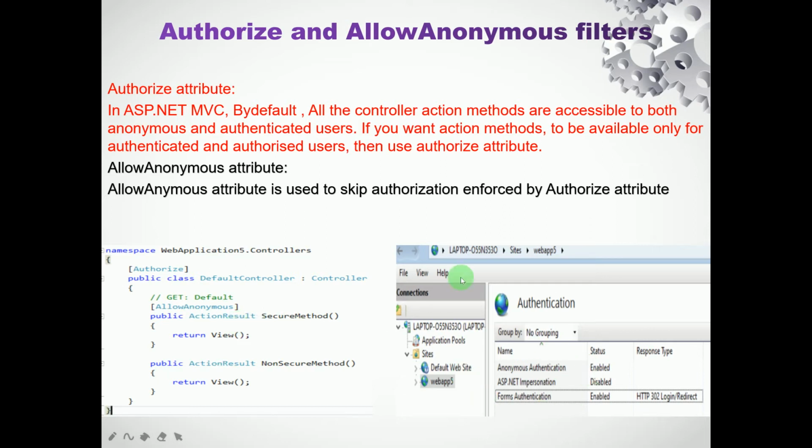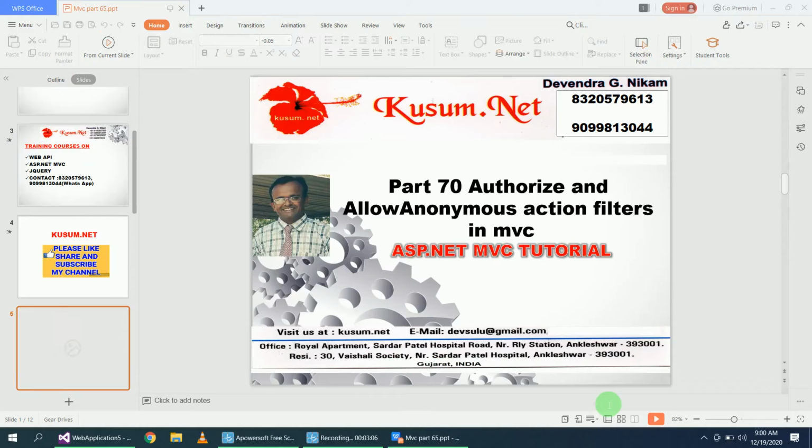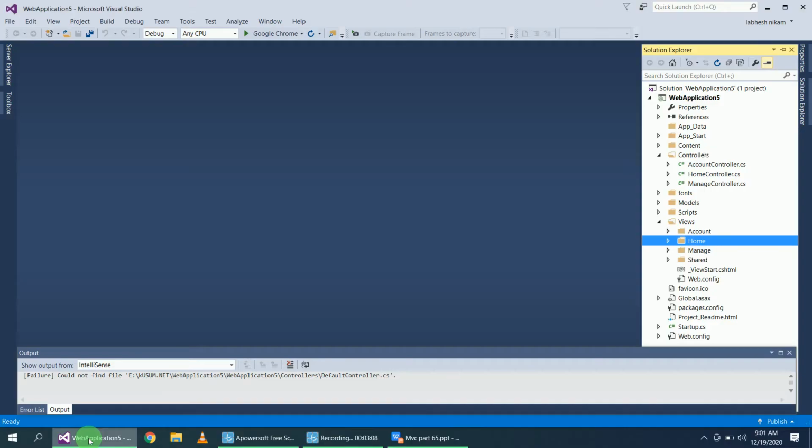To run these attributes or filters you need IIS. In IIS you have to enable anonymous authentication and Windows Forms authentication. Let's flip to Visual Studio and check now.